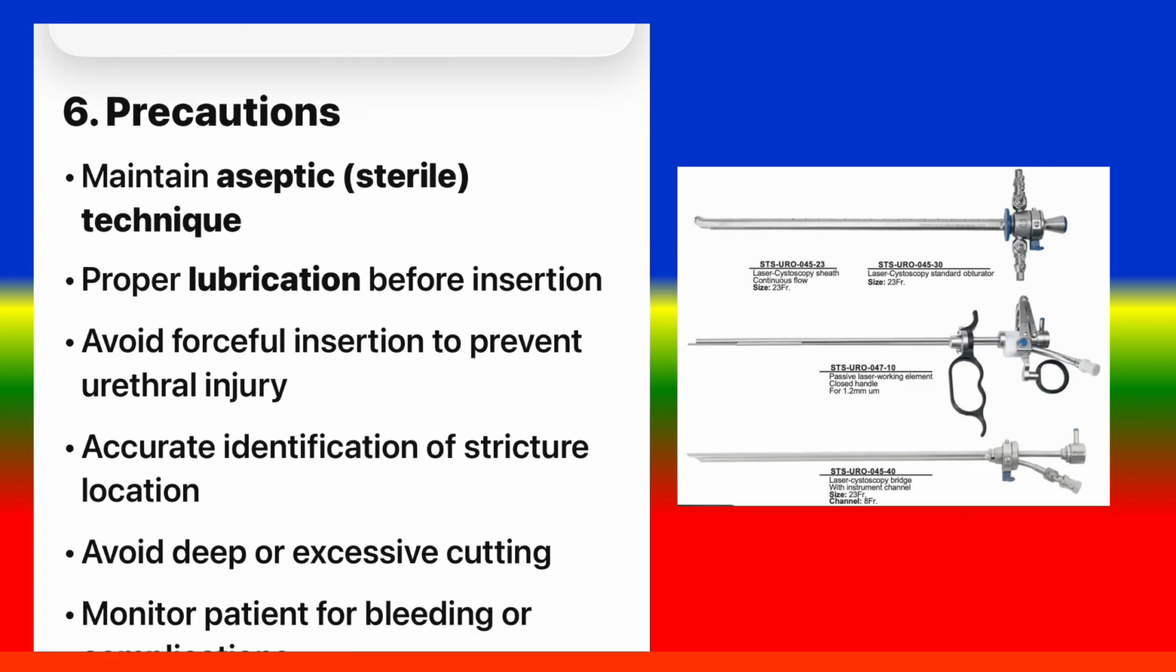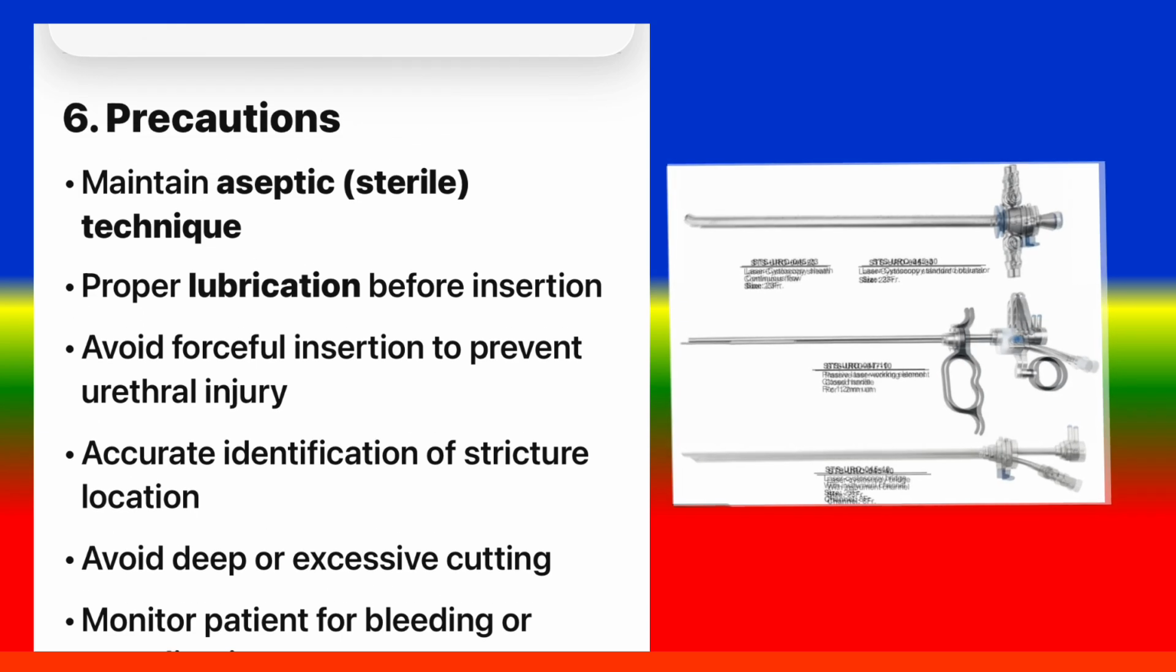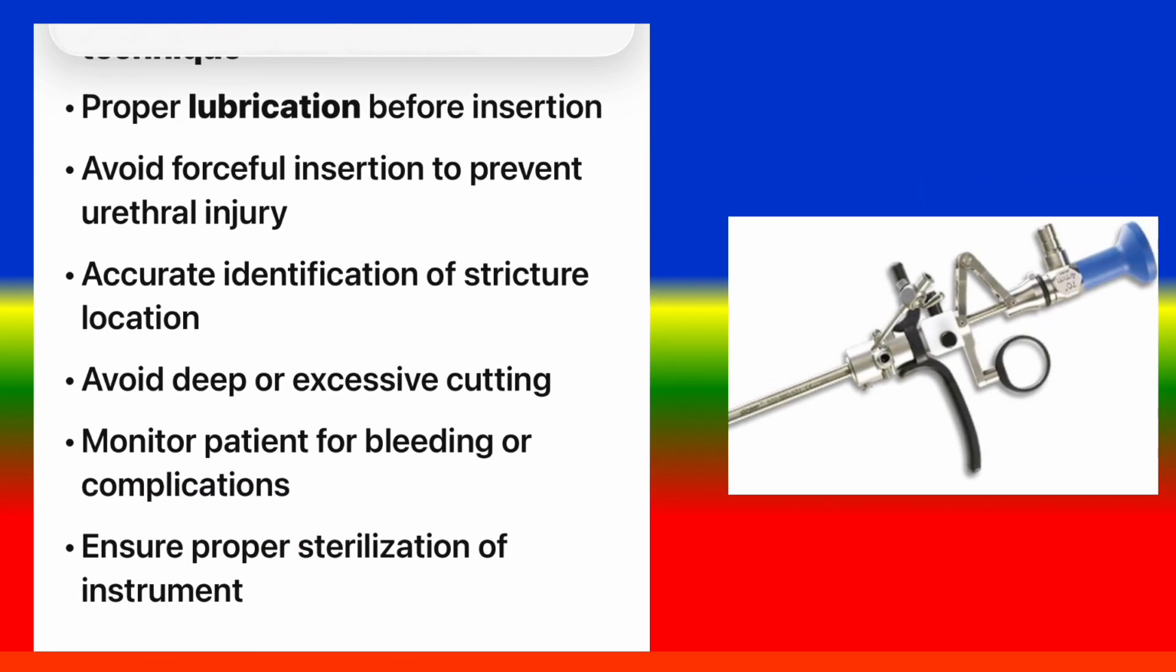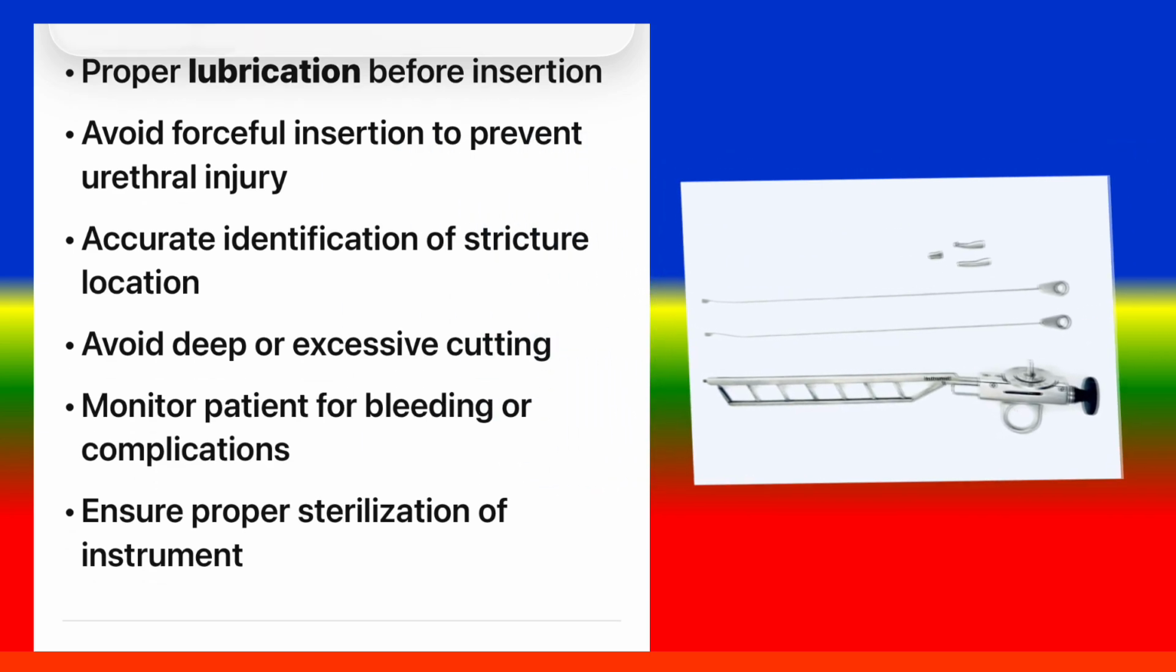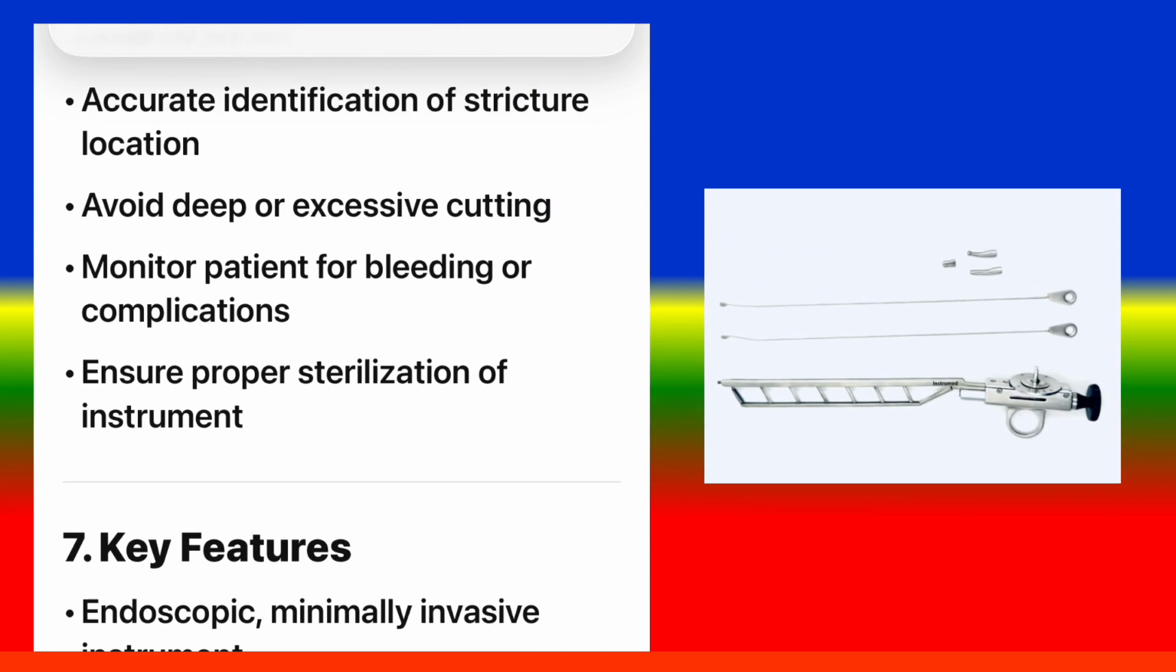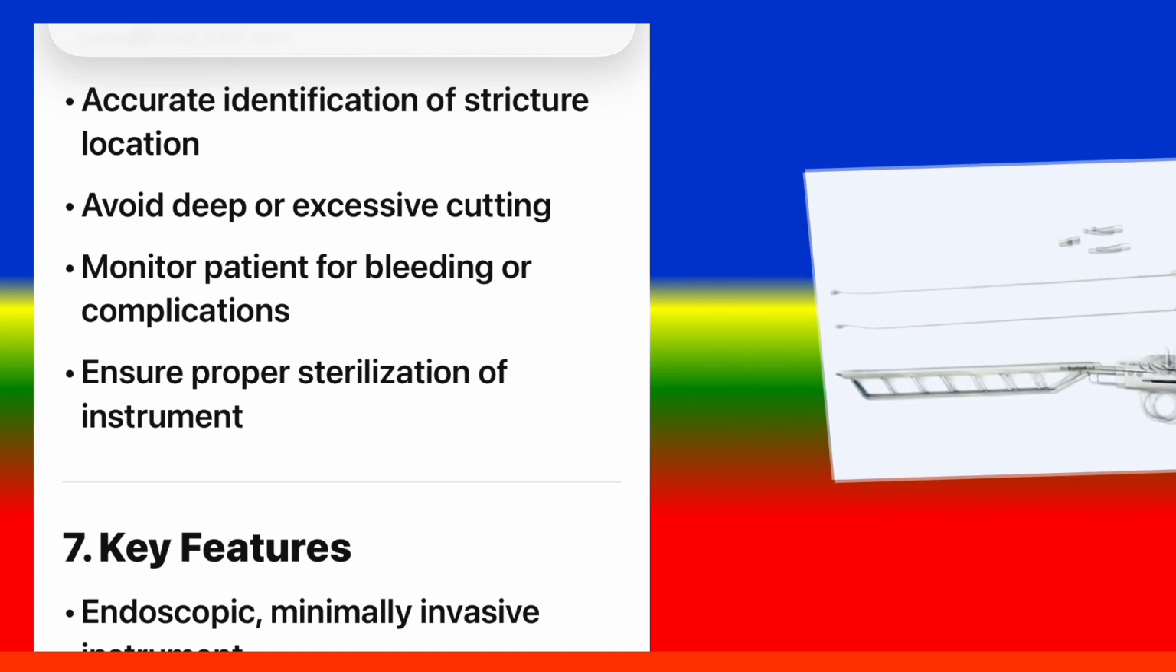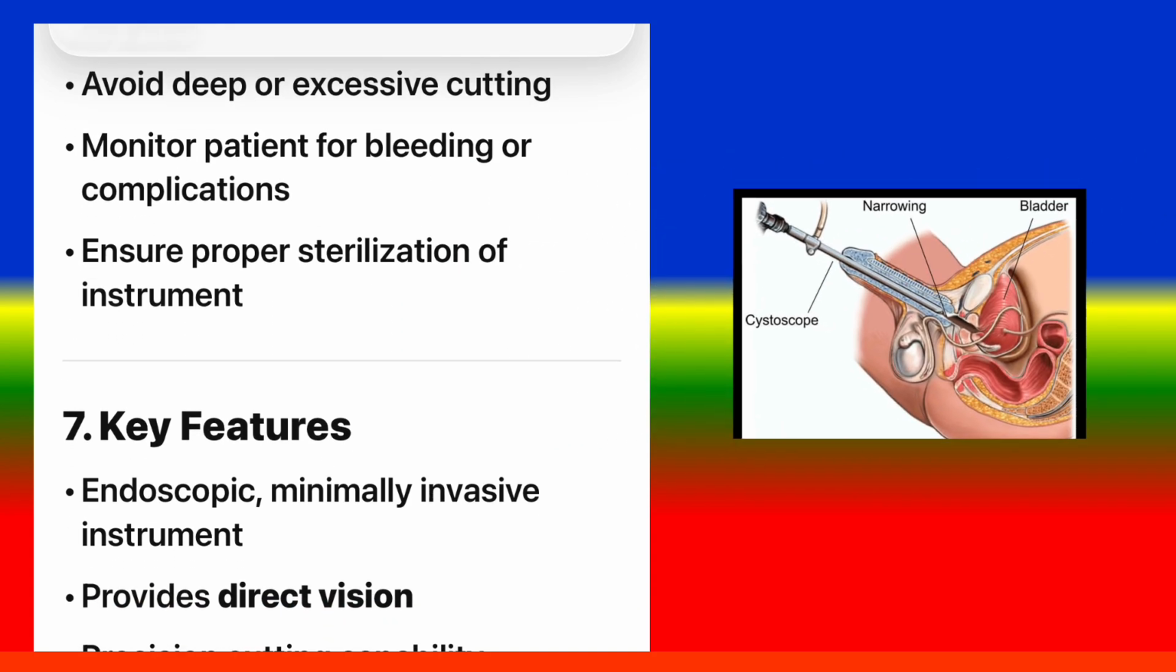6. Precautions. Maintain aseptic, sterile technique, proper lubrication before insertion, avoid forceful insertion to prevent urethral injury, accurate identification of stricture location, avoid deep or excessive cutting, monitor patient for bleeding or complications, ensure proper sterilization of instrument.